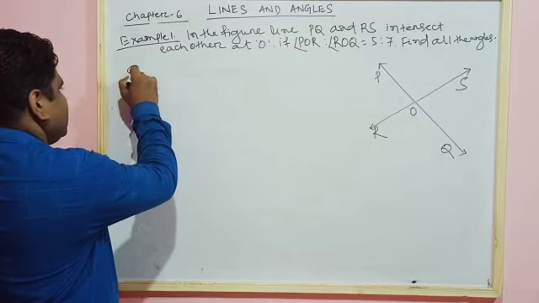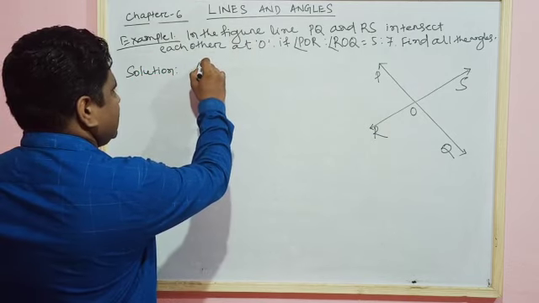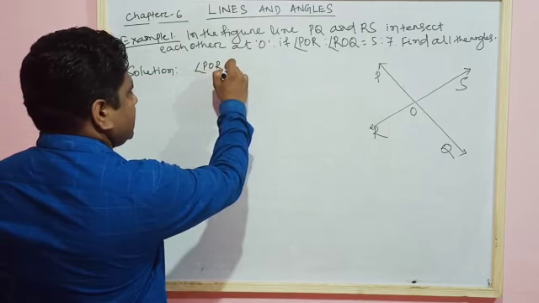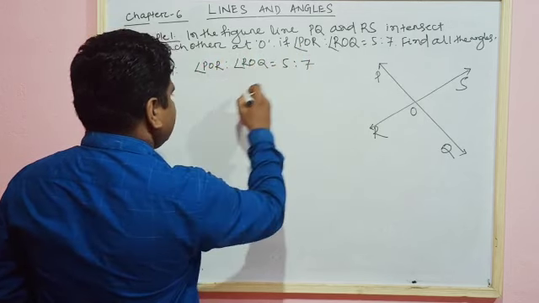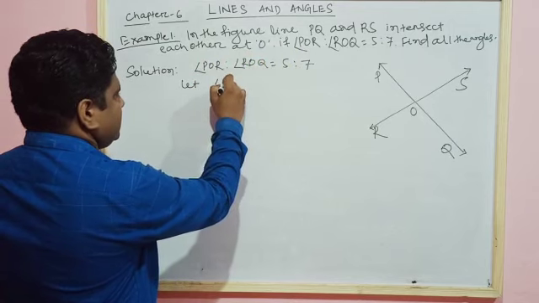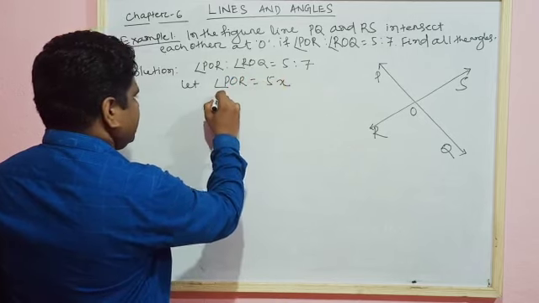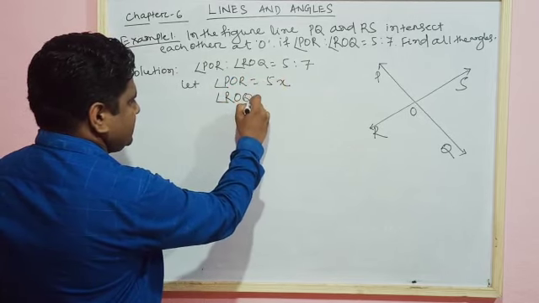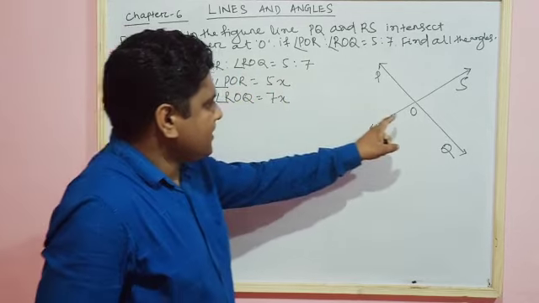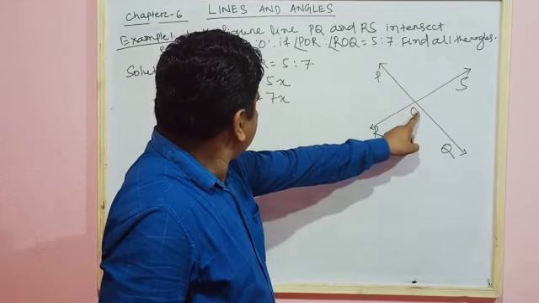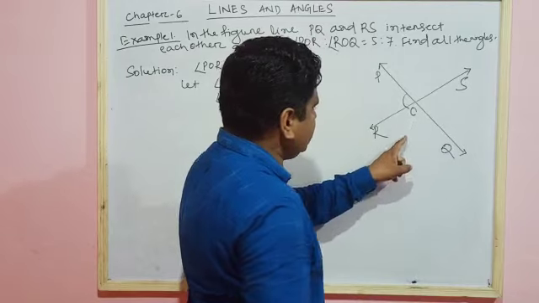So the solution is: it is given that the ratio of angle POR and angle ROQ is equal to 5:7. Then let the measure of angle POR be 5x and the measure of angle ROQ be 7x. POR and ROQ, which are they? POR is this angle, and ROQ is this one.